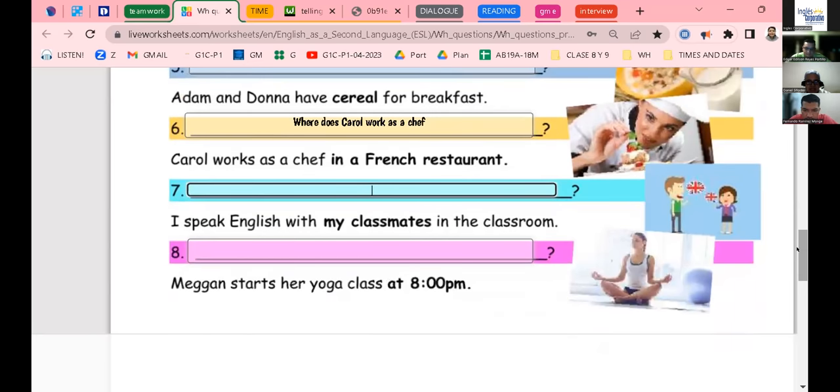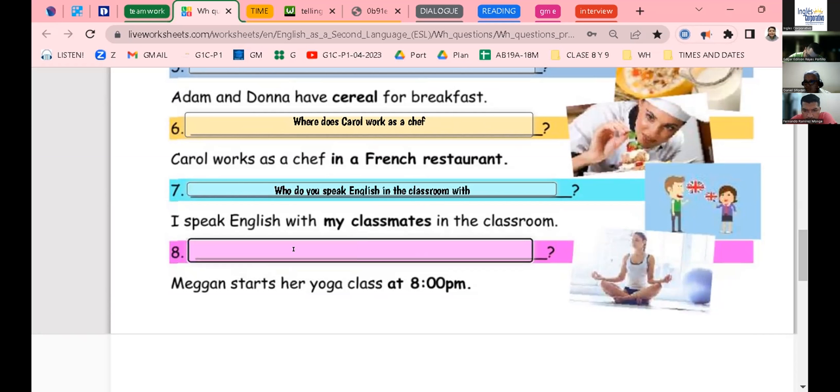Number seven, what do you have? I speak English with my classmates in the classroom. Which do you speak English in the classroom with? Okay, so it would be who, right? Who do you speak English with? ¿Con quién hablas inglés? Okay, or we can add this. Who do you speak English in the classroom with? I speak English with my classmates.